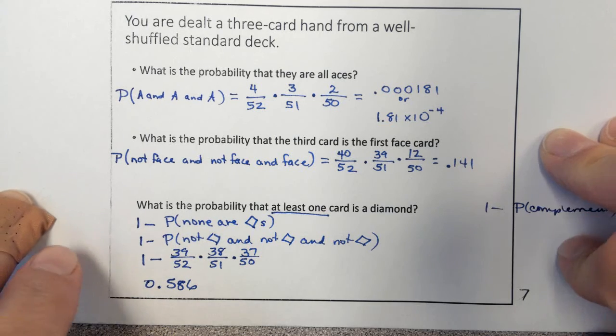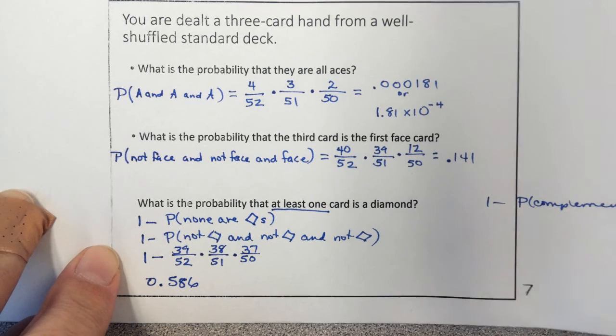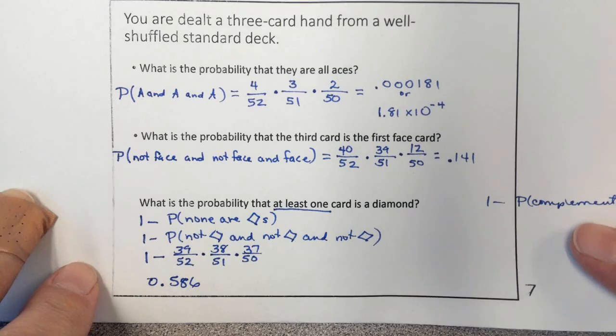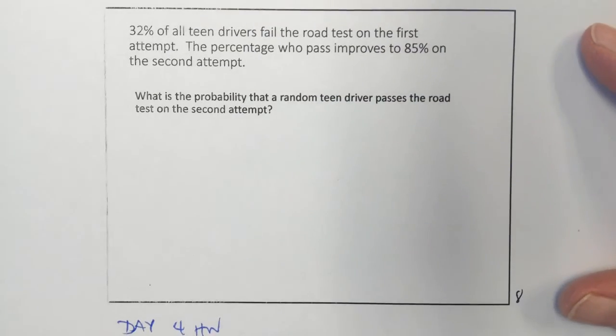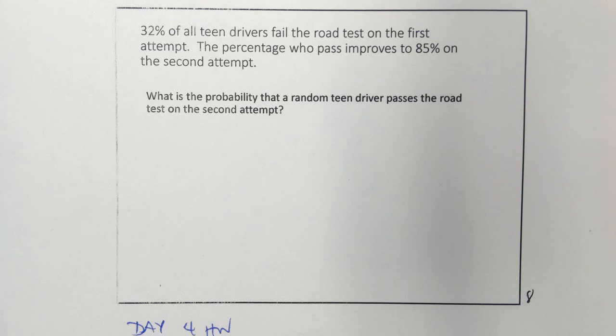All right, we have one more question today, one more example, and then we're off with homework again. So we'll finish this one up pretty quickly. So out of the card world, back to percentages. 32% of all teen drivers fail the road test on the first attempt. So the probability of failing the road test on the first attempt is 32%.